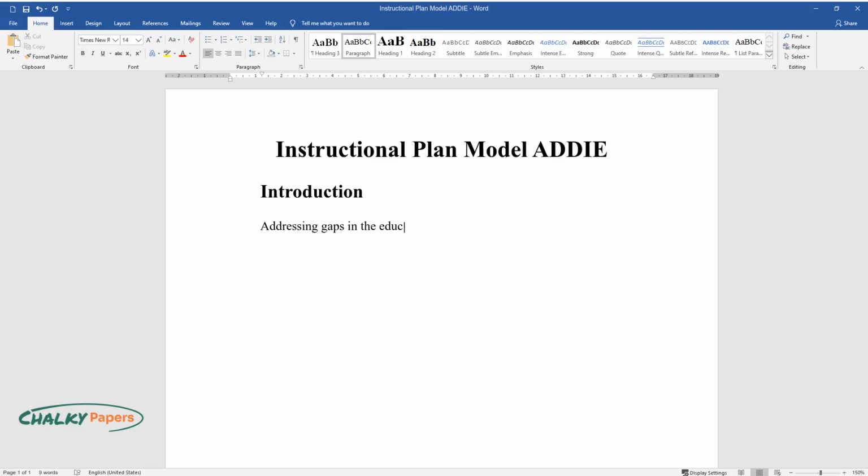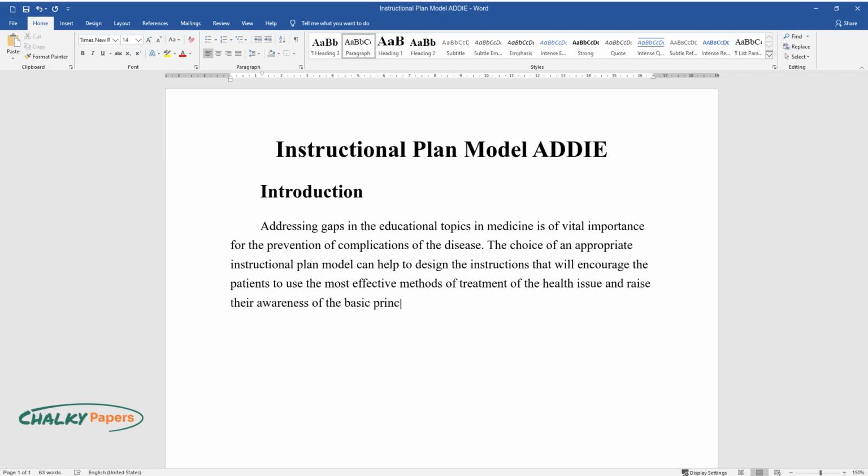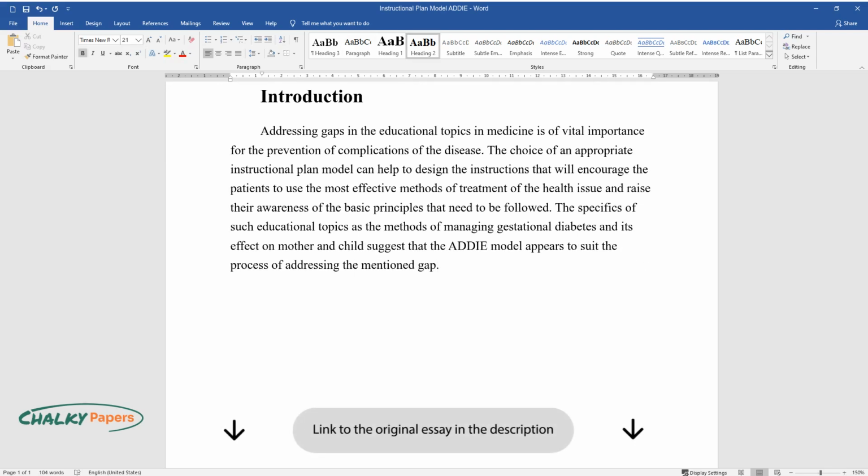Addressing gaps in educational topics in medicine is of vital importance for the prevention of complications of the disease. The choice of an appropriate instructional plan model can help to design instructions that will encourage patients to use the most effective methods of treatment of the health issue and raise their awareness of the basic principles that need to be followed. The specifics of such educational topics as the methods of managing gestational diabetes and its effect on mother and child suggest that the ADDIE model appears to suit the process of addressing the mentioned gap.